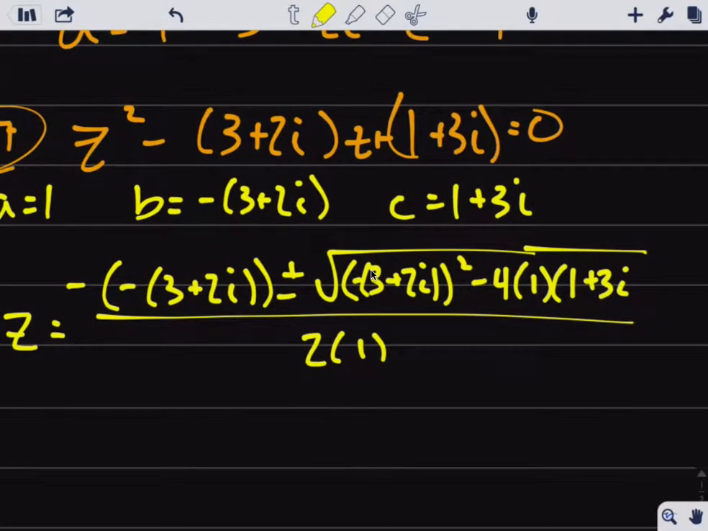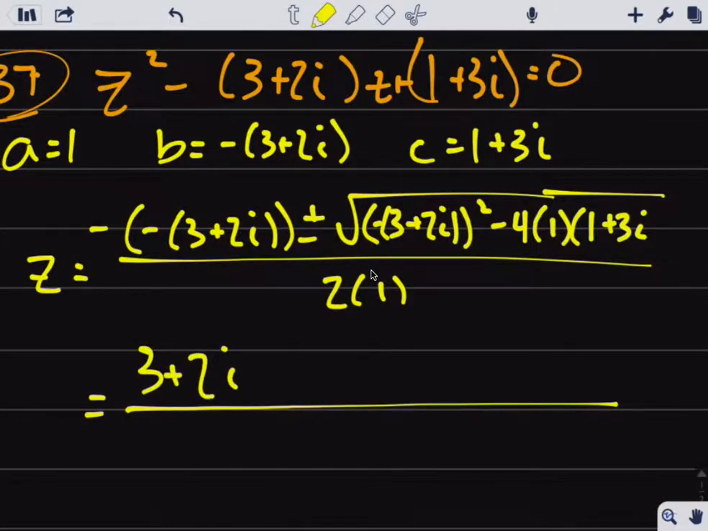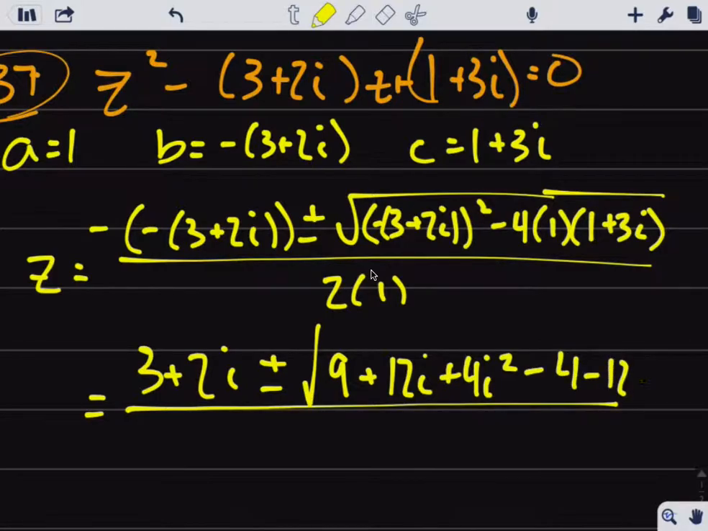Now it's nice that the bottom's just going to be 2a. So let's look at this. That's just 3 plus 2i because the negatives cancel. Squaring the inside, the negative's going to go away. 3 times 3 is 9, plus 12i, plus 4i squared. And that gives me negative 4 minus 12i all over 2.